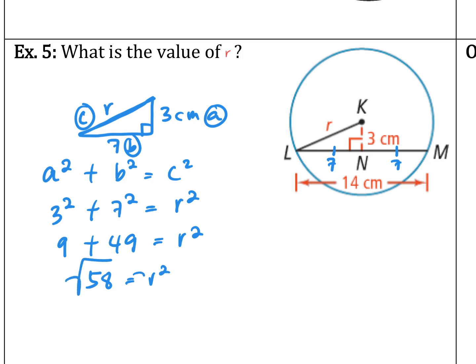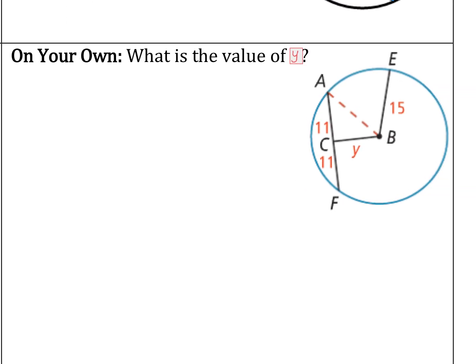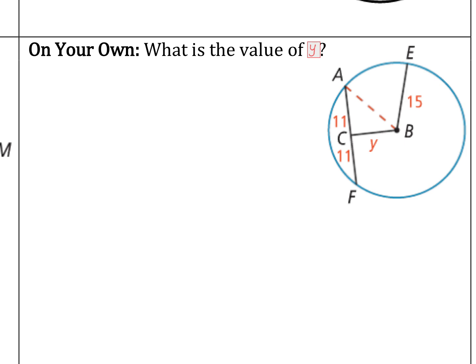Now taking the square root of both sides, r is going to be the square root of 58. Now using my calculator in here, this is around 7.6. Okay, but this is going to be the real value of our radius in here. This is according to our theorem, the fourth theorem. Okay, I would like you to try this on your own. You can pause this video if you like, then come back when you're ready to check it with your answer.